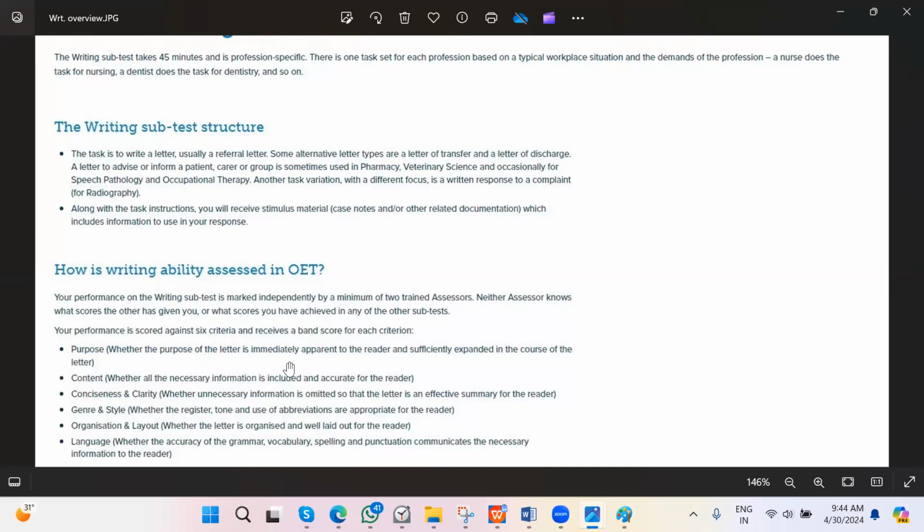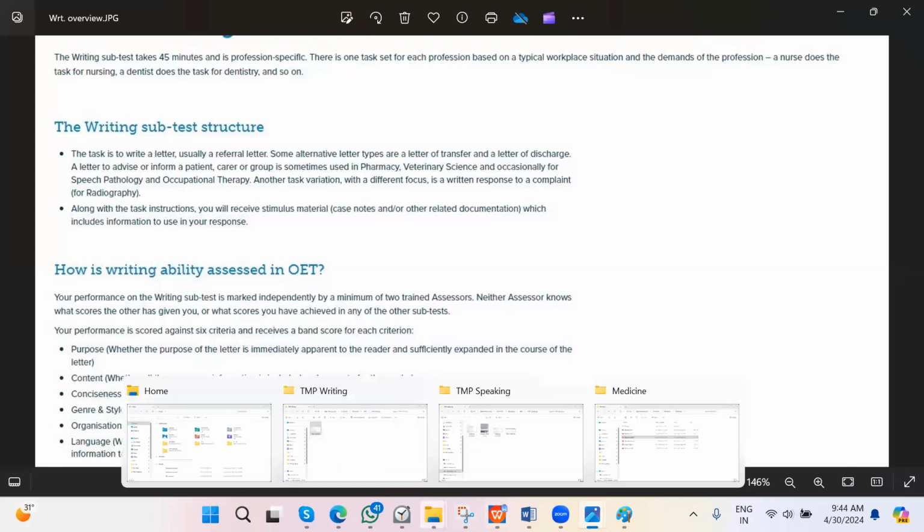Once you put the greetings and the address, once you highlight who the addressee is, then the subsequent part, the second, third and fourth paragraphs, would make the content: what kind of treatment the patient has gone through under your care, under the hospital's care, or under the clinic. So there is a way to write about it. We will come to that. Then we'll come to conciseness and clarity. Now this is the most important aspect: whether unnecessary information is omitted.